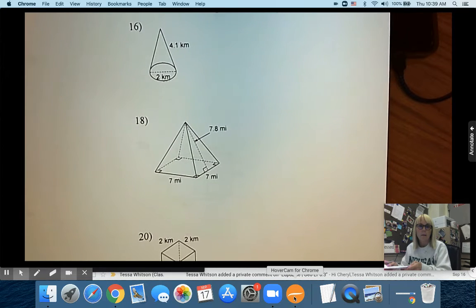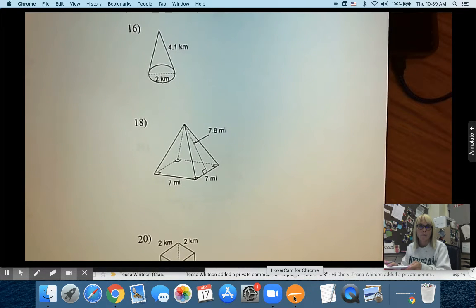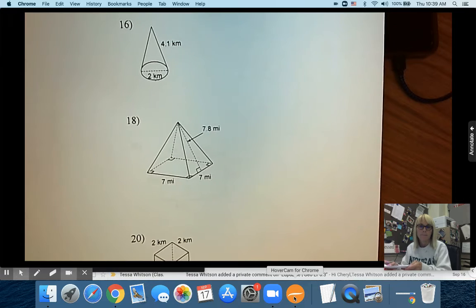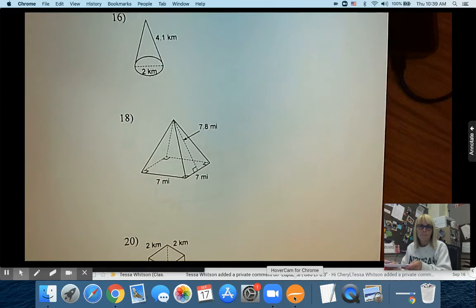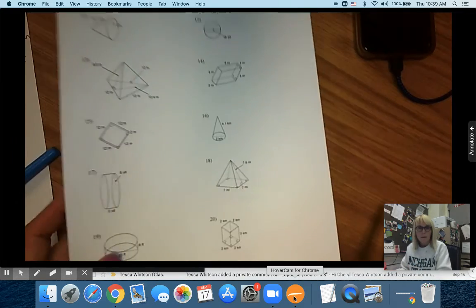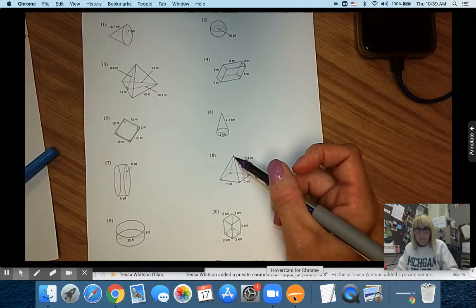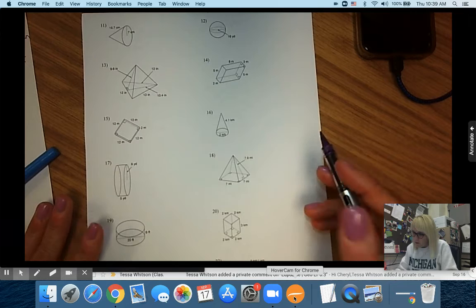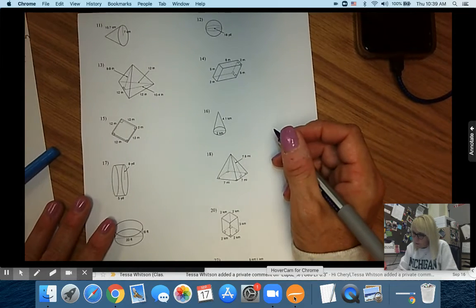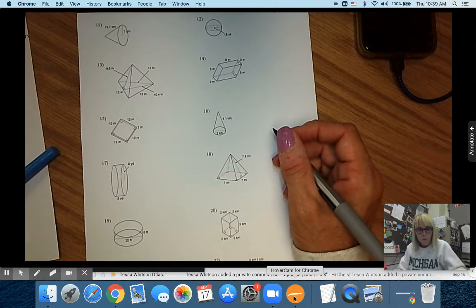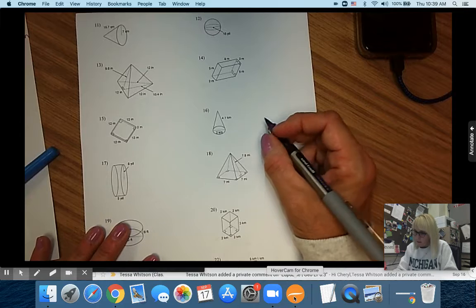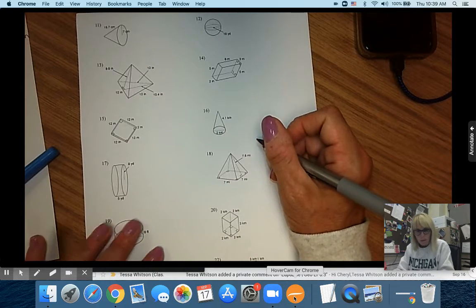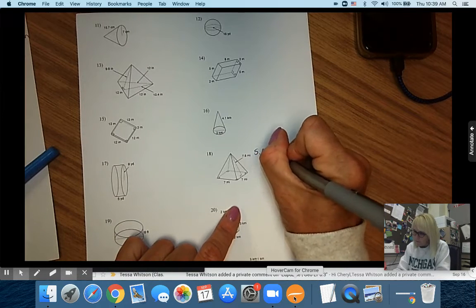And everybody, I'm going to pause. I want you to identify this solid. Okay. Now this is traditionally what people picture when they think pyramid, right? It comes to a point, the faces are all polygons, so it's definitely a pyramid. So we're going to write down our formula for the surface area of a regular pyramid, and it is as follows.